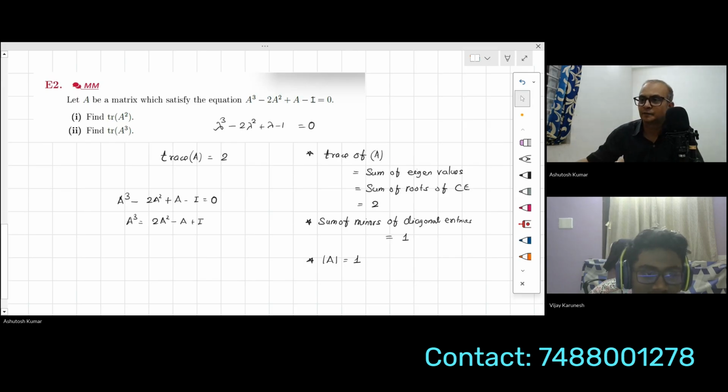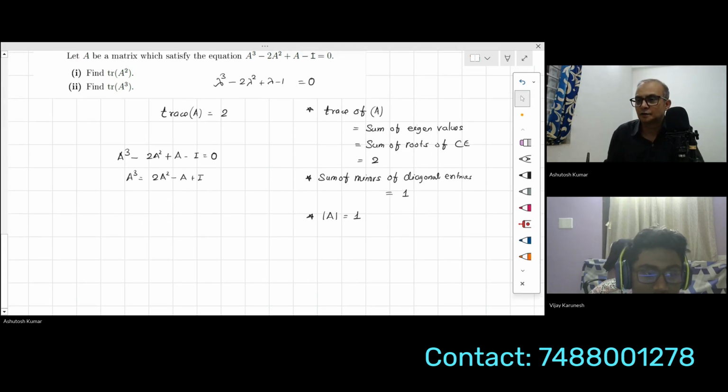Then can you try? Okay. So yeah, tell me. Trace of A inverse is given by the sum of reciprocals of the eigenvalues of A.